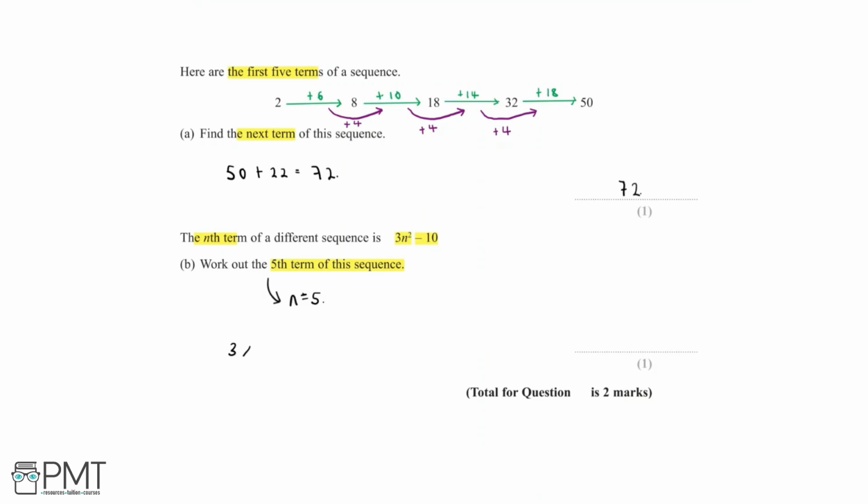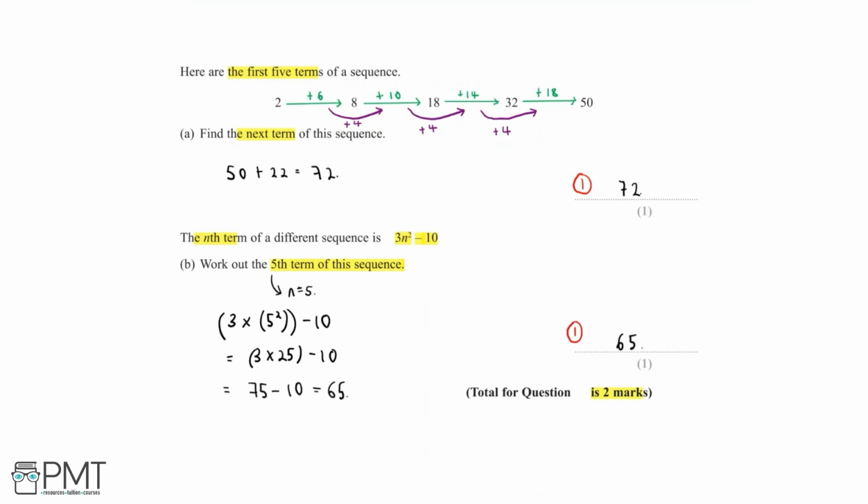So 3 multiplied by 5 squared minus 10 is equal to 3 times 25 minus 10, which is equal to 75 take away 10, which will leave us with an answer of 65. And so the fifth term of the sequence is equal to 65. And we get the 2 marks in this question for getting part A correct and for getting part B correct, allowing us to get the full 2 marks needed in this question.